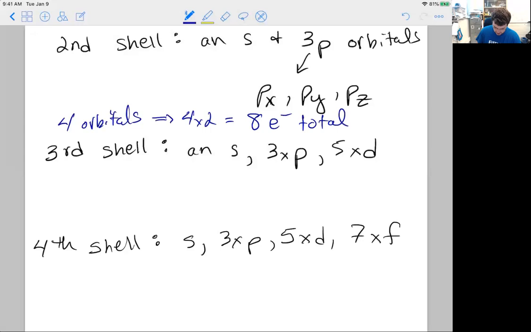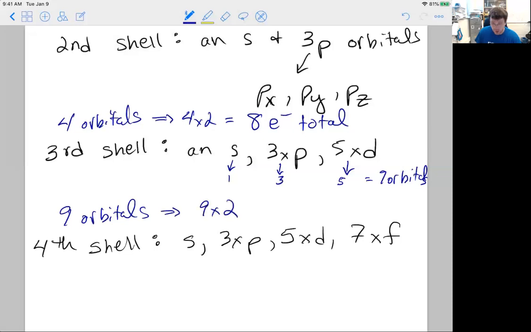The third shell, what we can do is we can kind of count. We've got an s orbital, we've got 3 p orbitals, and we've got 5 d orbitals. That's going to equal 9 orbitals total. So with 9 orbitals in the third shell, we can take 9 times 2, because we have 2 electrons in each of these orbitals, and that's going to equal 18 electrons total.